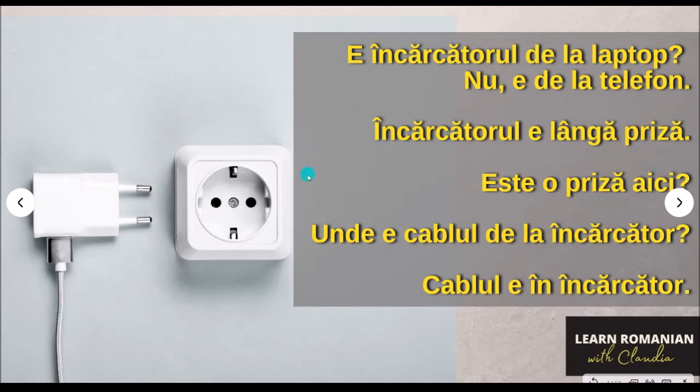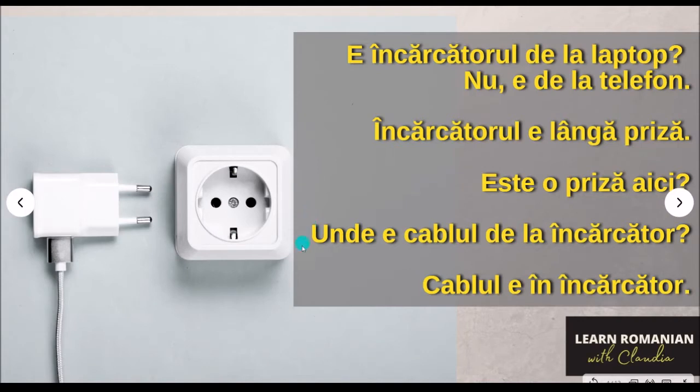Încărcătorul e lângă priză. The charger is next to, and again we say power outlet, not the power outlet. The charger is next to power outlet. Încărcătorul e lângă priză. Este o priză aici? Is there a power outlet here? Este o priză aici? Very useful phrase if you need to charge something and you can't find the power outlet.